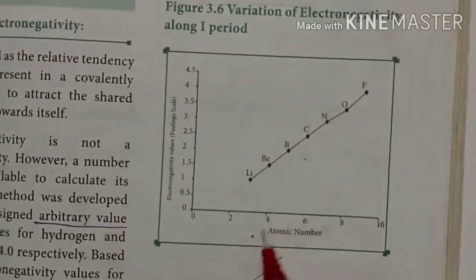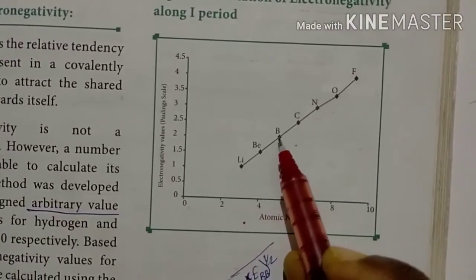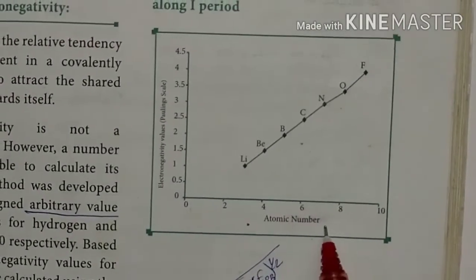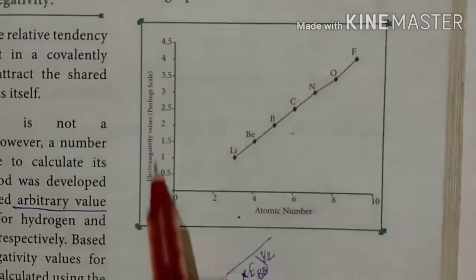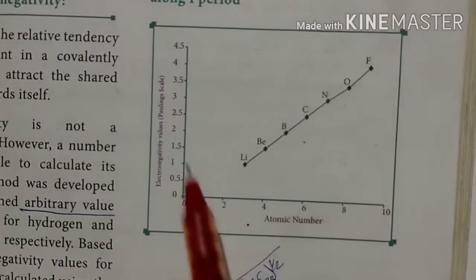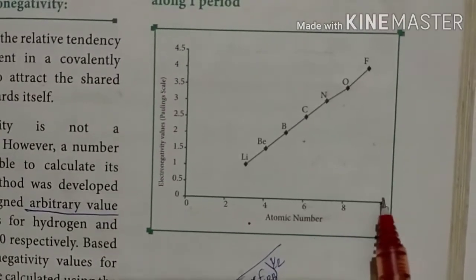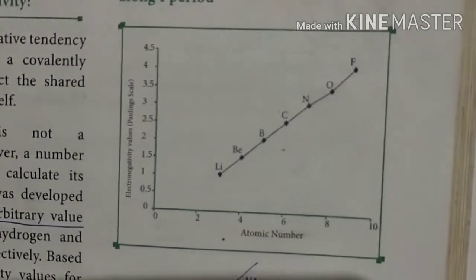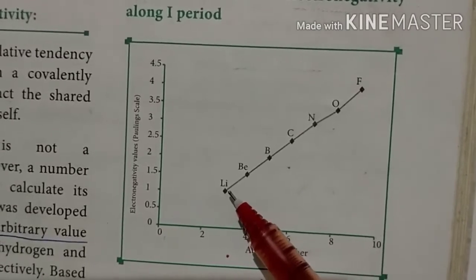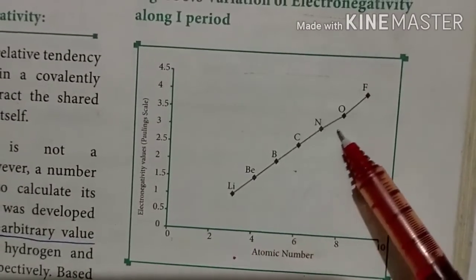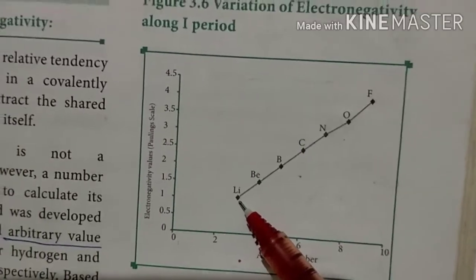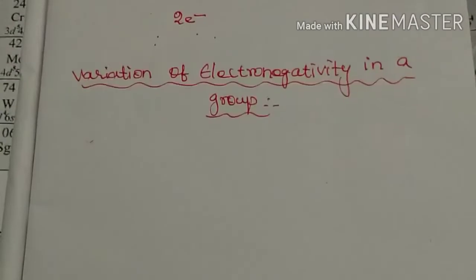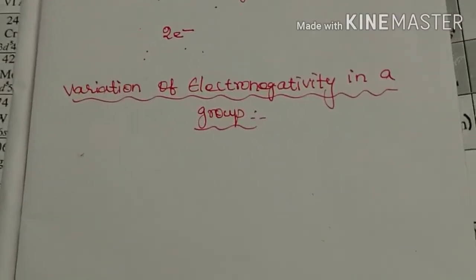You can see this variation of electronegativity along the first period: lithium, beryllium, boron, carbon, nitrogen, oxygen and fluorine. Atomic number is plotted in the graph, electronegativity against atomic number, with atomic number on the x-axis and electronegativity on the y-axis. You can see the electronegativity is increasing gradually from alkali metal to halogen. It is increasing in the first period.